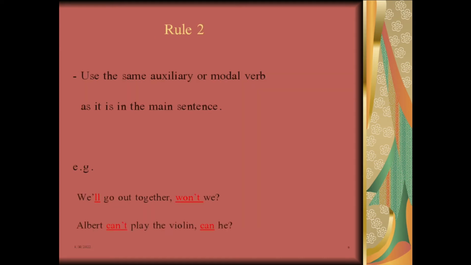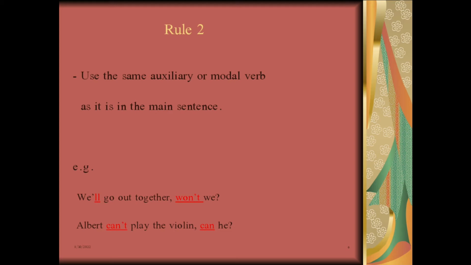Rule number 2. Use the same auxiliary or modal verb as it is in the main sentence. What do you mean by this? First, we have to know how to form the tag question. We form the tag question by using the auxiliary or modal verb of the sentence plus a personal pronoun in the same person as the subject.